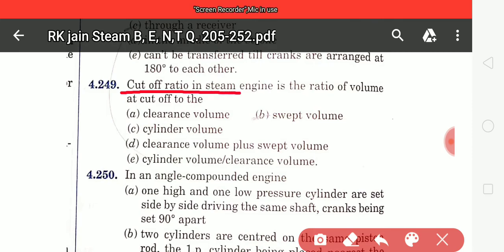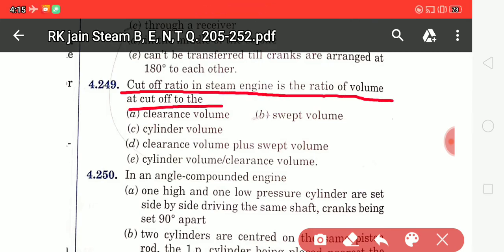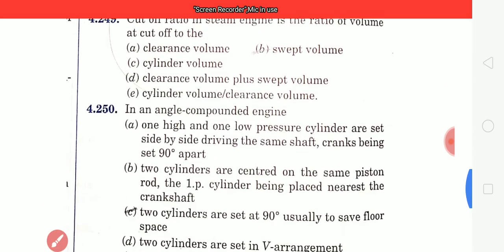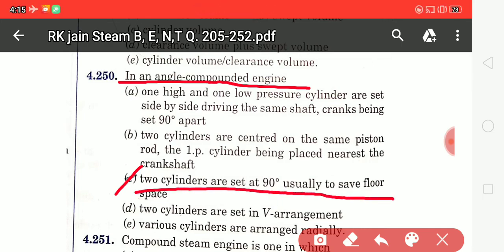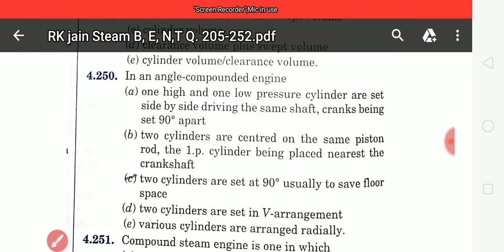Cutoff ratio of a steam engine is the ratio of volume at cutoff to the swept volume. Next, in an angle compounded engine, two cylinders are set at 90 degrees usually to save floor space.